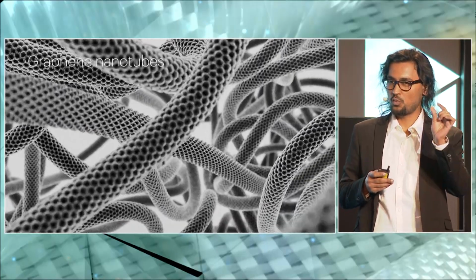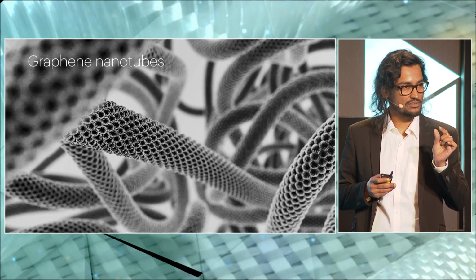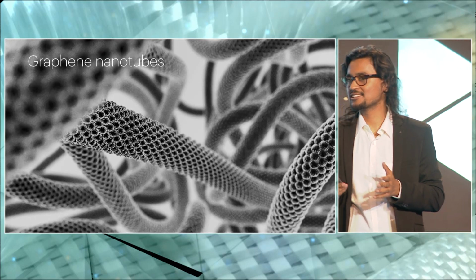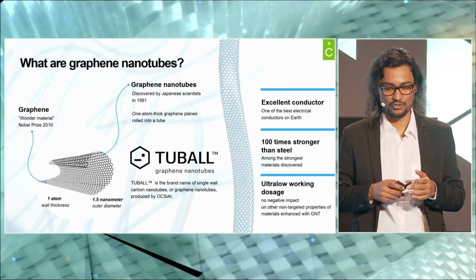So to start with the obvious question, what is a graphene nanotube? You take a one atom thick sheet of carbon, just one atom thick, not two, not multiple, and you roll it into a tube of about 1.5 nanometer in diameter and 5 micron and higher in length. That is what you call graphene nanotubes.